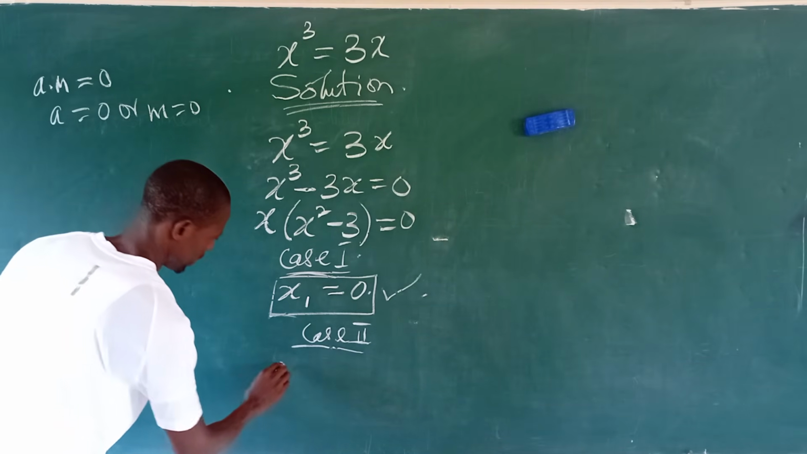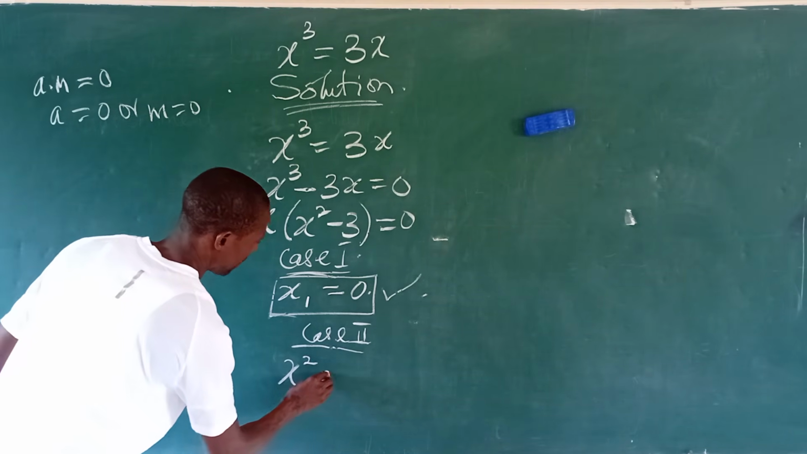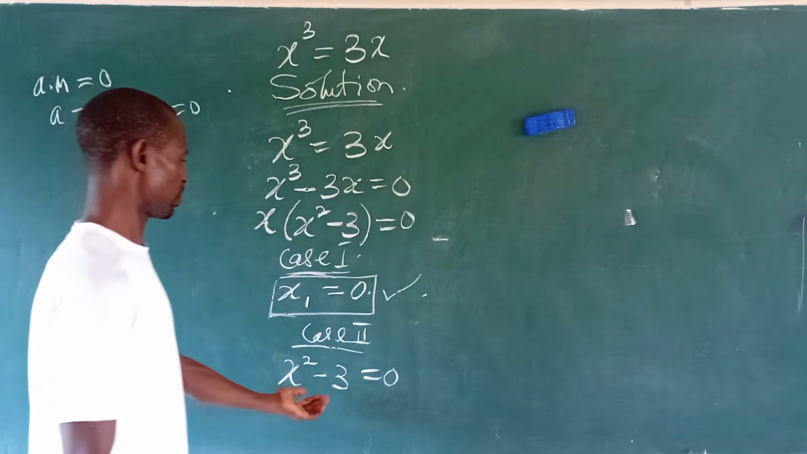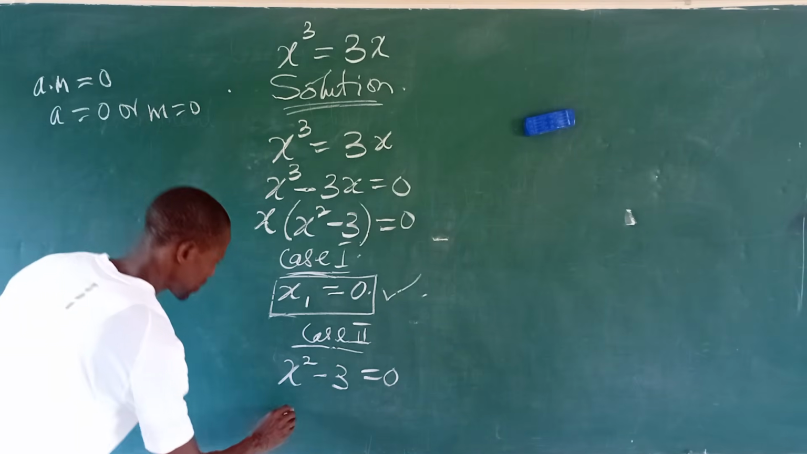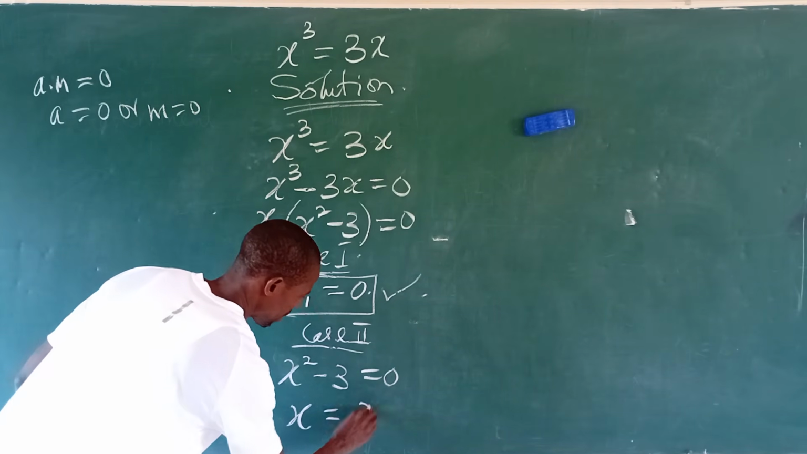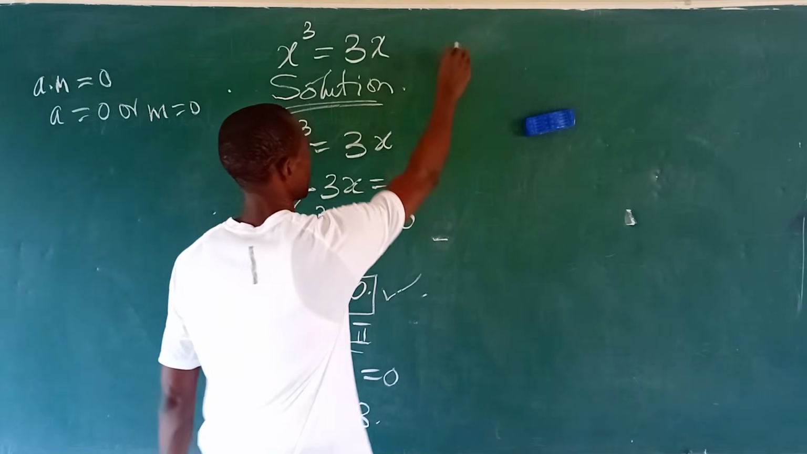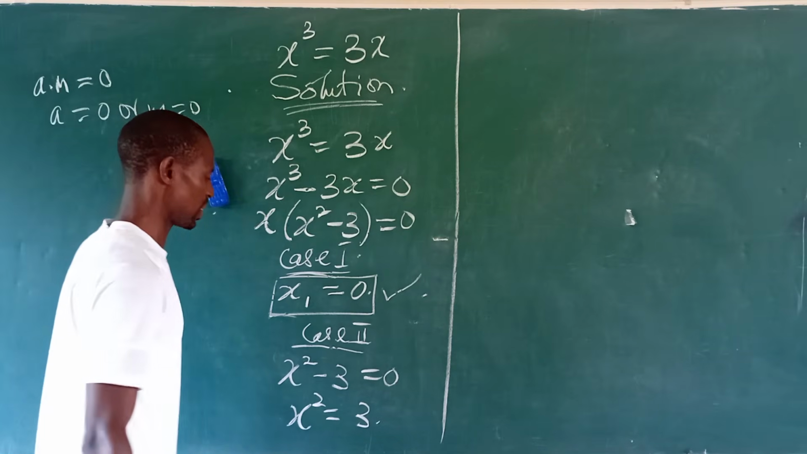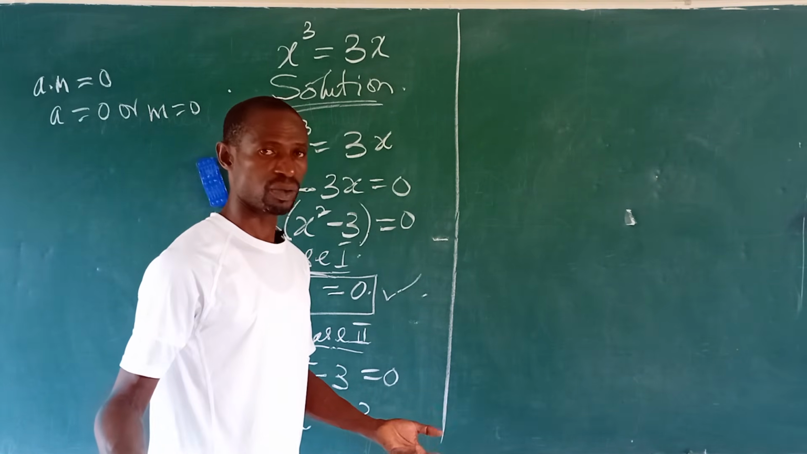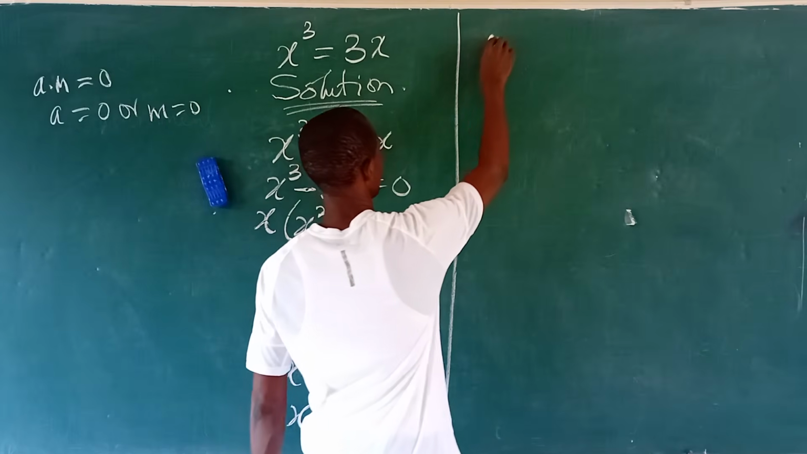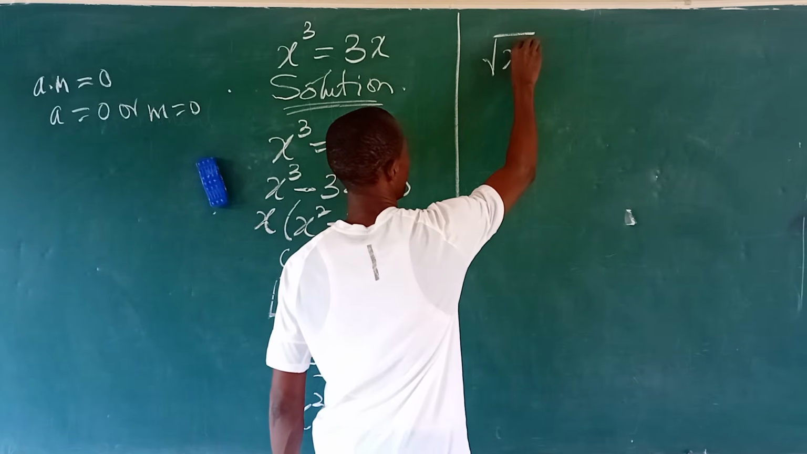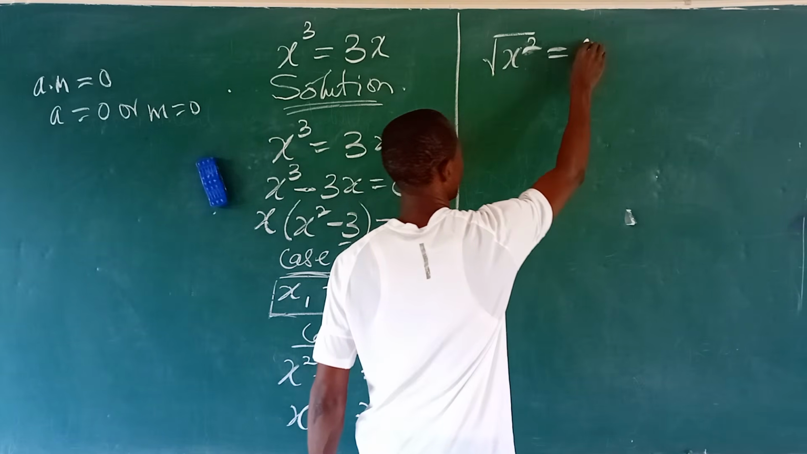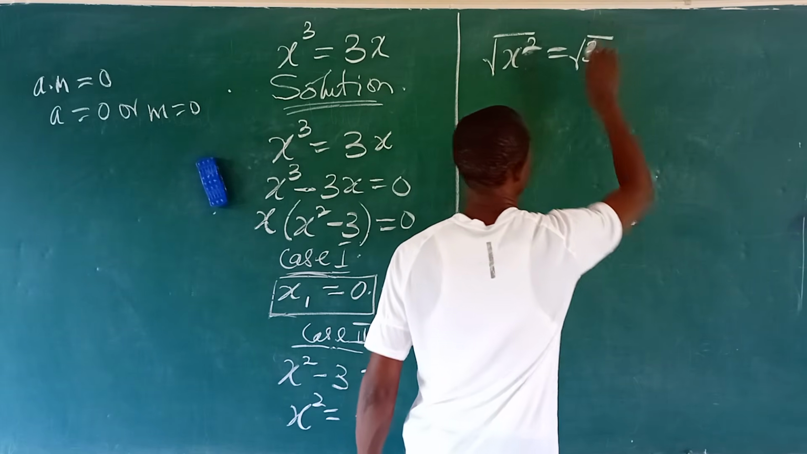So we have x to the power of 2 minus 3 equals 0. So all we need to do is to move this to this side of the equation. So we have x squared equals positive 3. We have to take the square root of both sides of the equation. So we're going to have the square root of x to the power of 2, not power of 3, please, power of 2, equals the square root of 3 also.